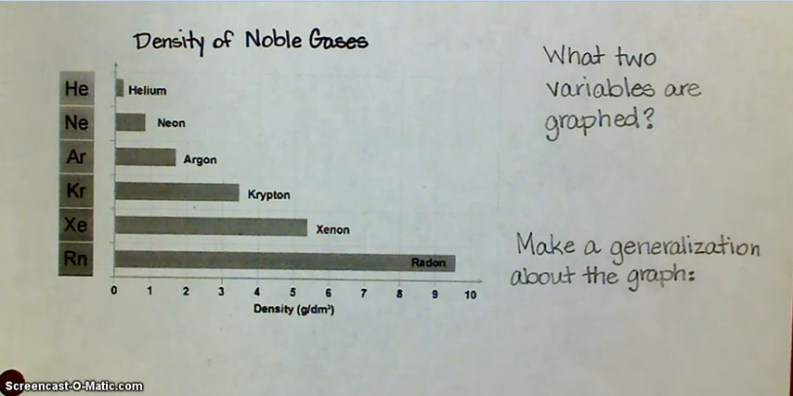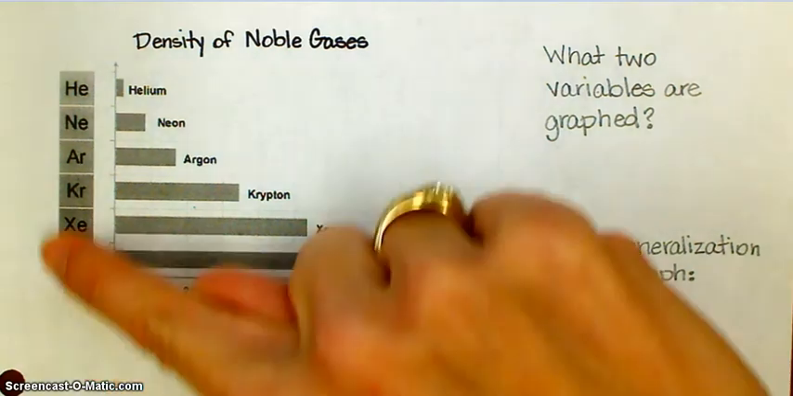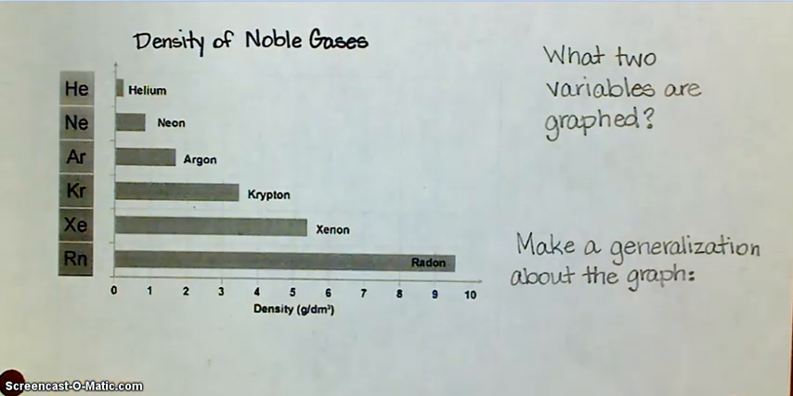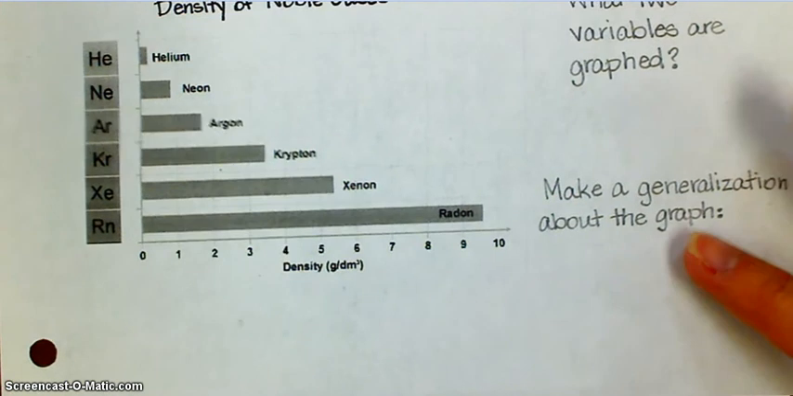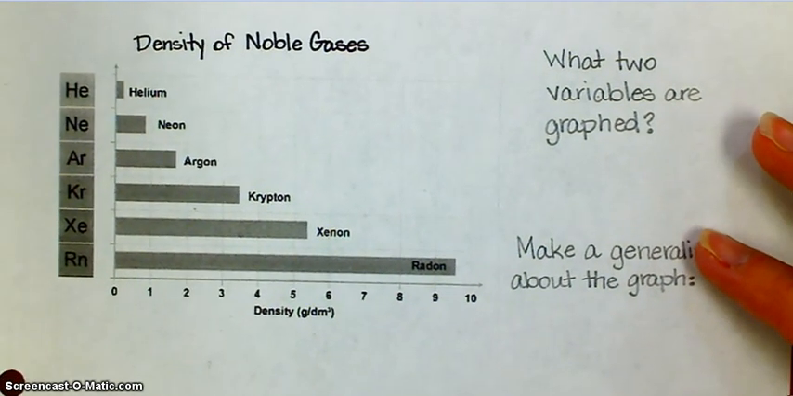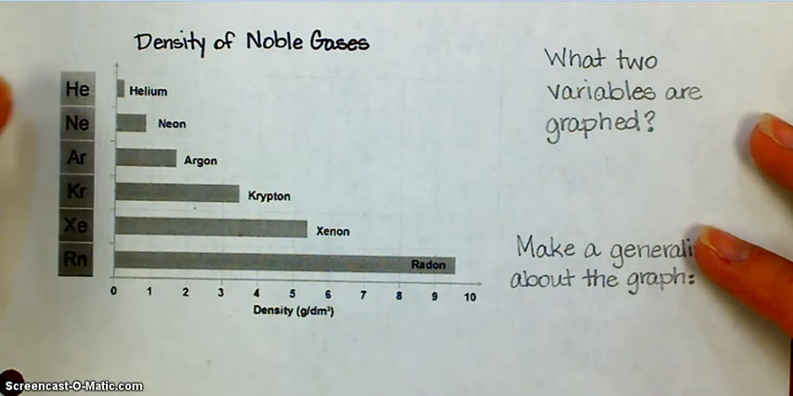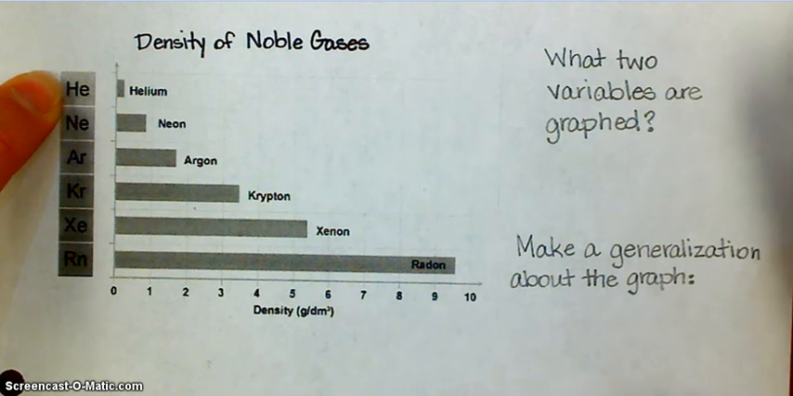So first of all, with any graph, one of the first things you probably need to do is take a little bit of time to read the title and to look at what's on the x-axis and the y-axis. Remember that the x-axis is your horizontal axis, your y-axis is your vertical axis. So on this particular graph, we have two variables. The x-axis variable is density, and the y-axis variable, it just gives us some chemical symbols.